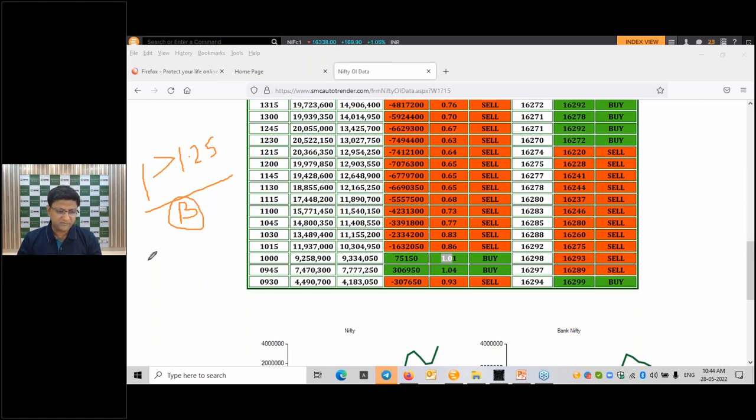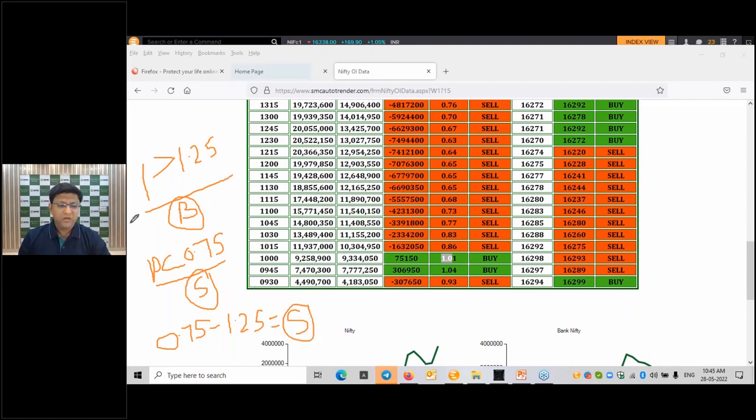If the PCR is less than 0.75, this is a sell signal. This is a sell signal. And if PCR is between 0.75 to 1.25, this is a sideways signal, no trading zone.